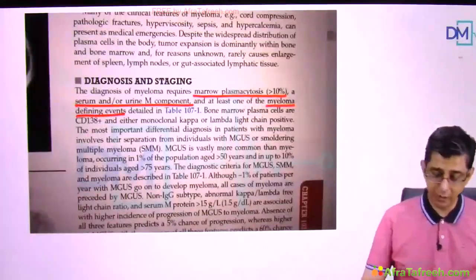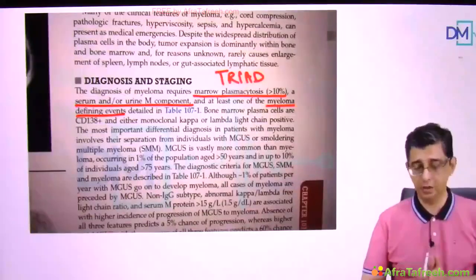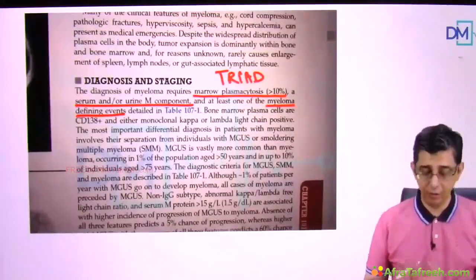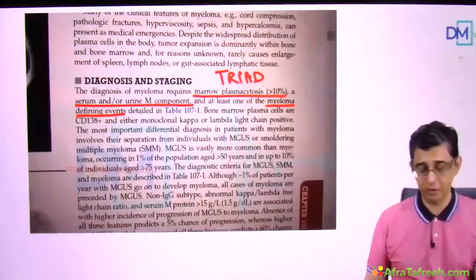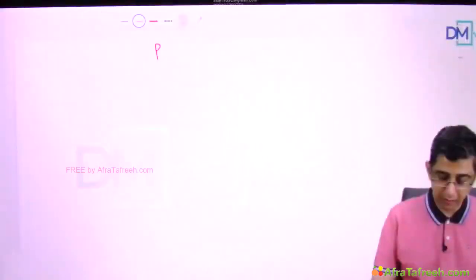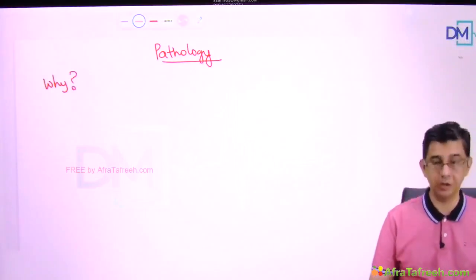So three things are a must for diagnosis of multiple myeloma, that I'll write down subsequently also. They are a bone marrow plasmacytosis of 10%, a urinary or a serum M protein component, either serum electrophoresis or urine electrophoresis, and myeloma defining events, which I'll explain to you. Let us now understand from the pathology perspective, why do you have multiple myeloma? That is one, and second, what is the profile of the patient?